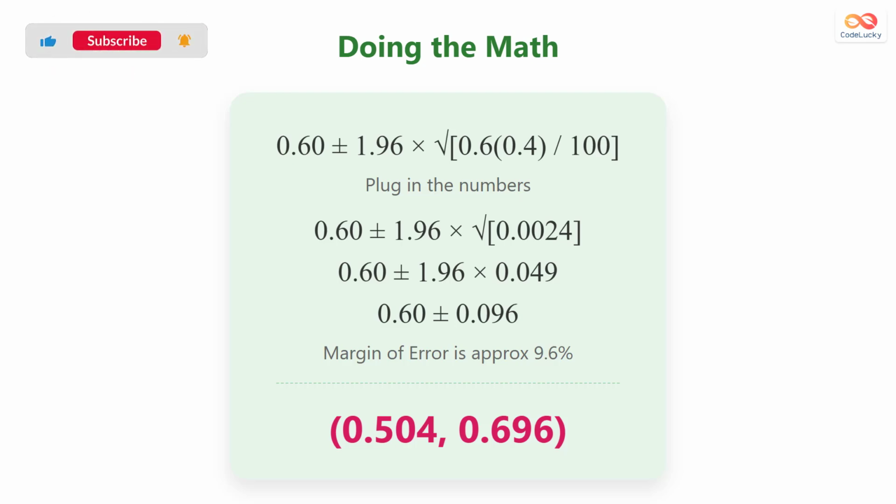Now we plug the numbers into the formula. We have 0.6 plus or minus 1.96 times the square root of 0.6 times 0.4 divided by 100. After simplifying the math, we get a margin of error of roughly 0.096. This gives us an interval from 0.504 to 0.696.